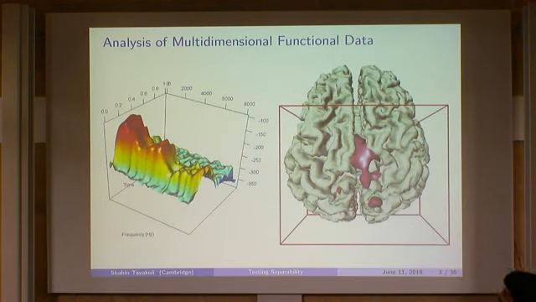Okay, so this is the talk about analysis of multidimensional functional data. Functional data is the analysis of data that has some kind of smoothness. You can think of curves where each curve is a data point, or surfaces. These are spectrograms, the local time Fourier transforms of sound waves, and this has smoothness both in the frequencies and in the time.